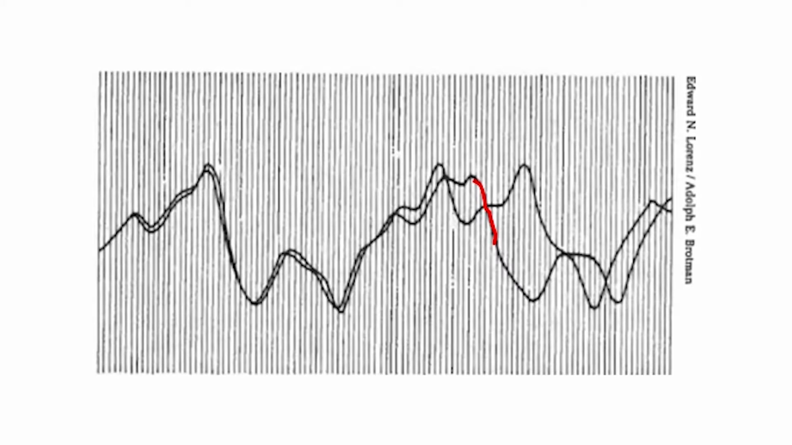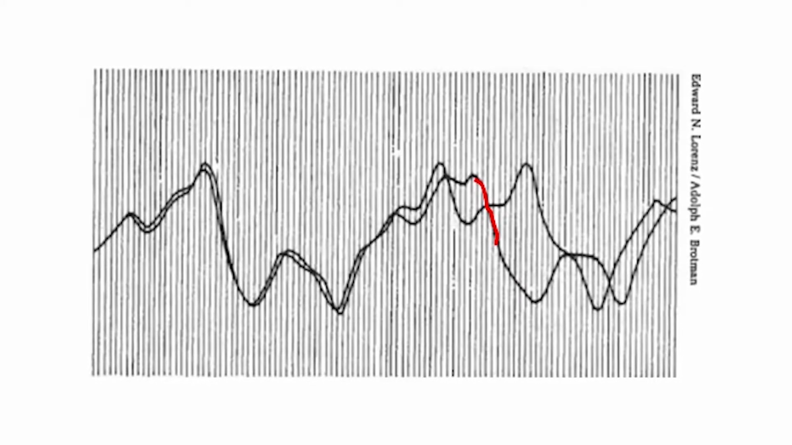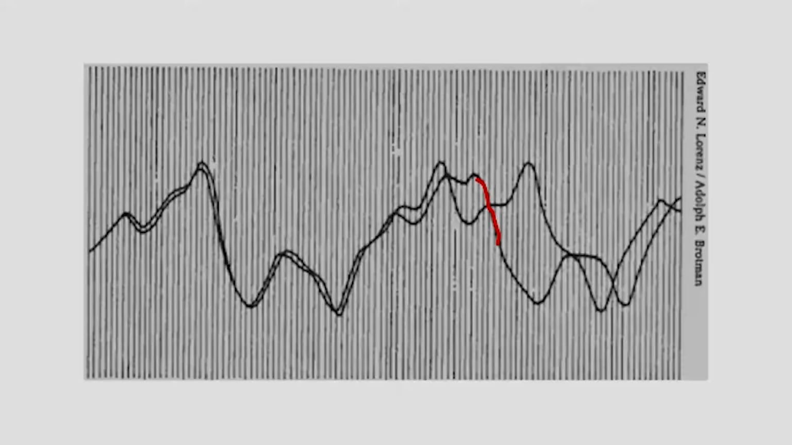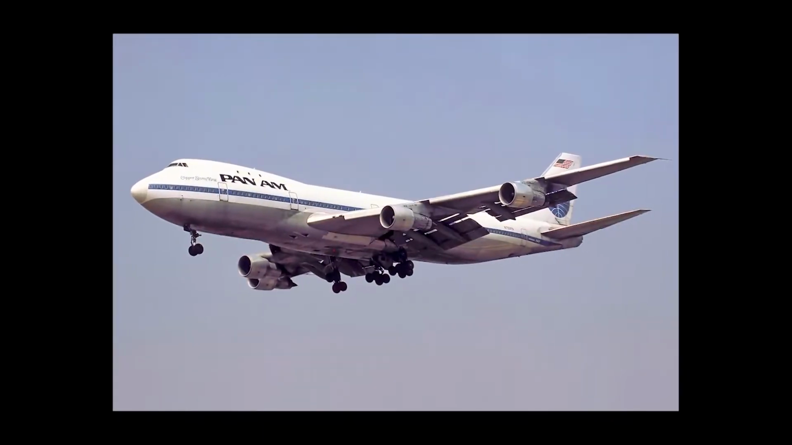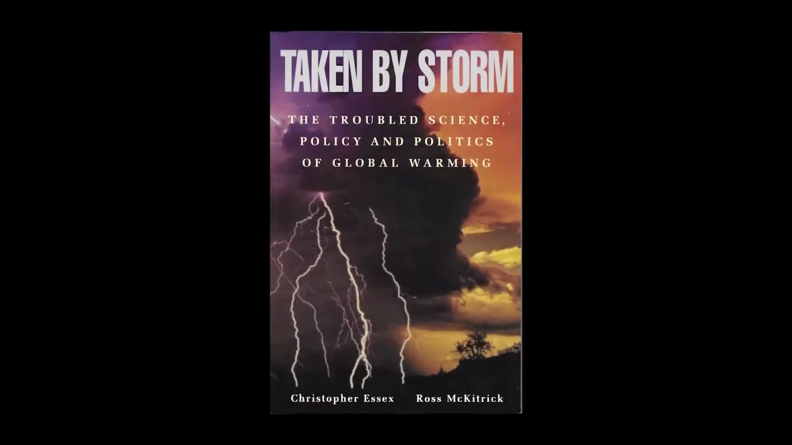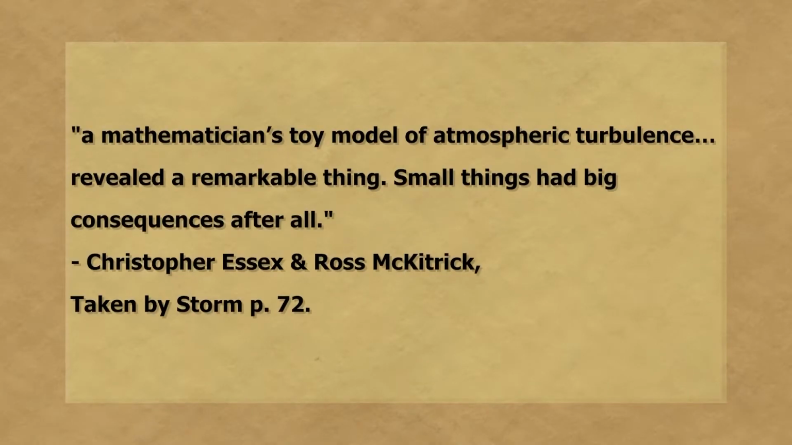most important decimal places. And the whole idea of using linear algebra to solve scientific problems, which has been enormously fruitful over the last 500 years in fields like physics and chemistry, virtually all the technology you see around you is a product of its effectiveness. But nevertheless, it relies on approximations of inputs. And he had put in approximate inputs, and as Essex and McKitrick put it in Taken by Storm, a mathematician's toy model of atmospheric turbulence revealed a remarkable thing. Small things had big consequences after all.